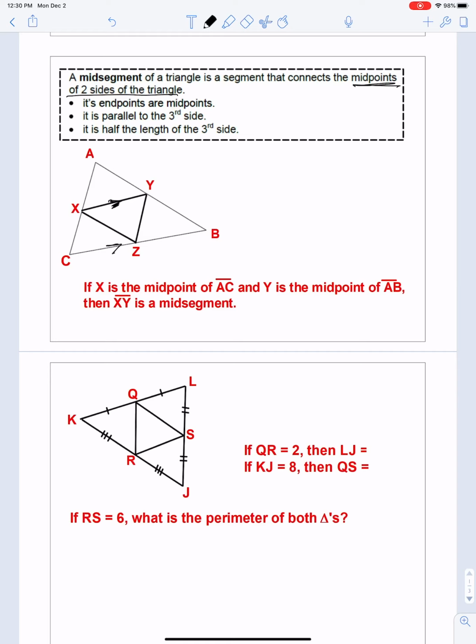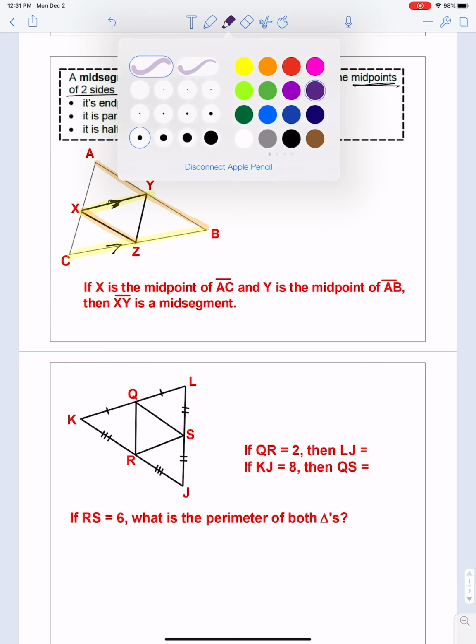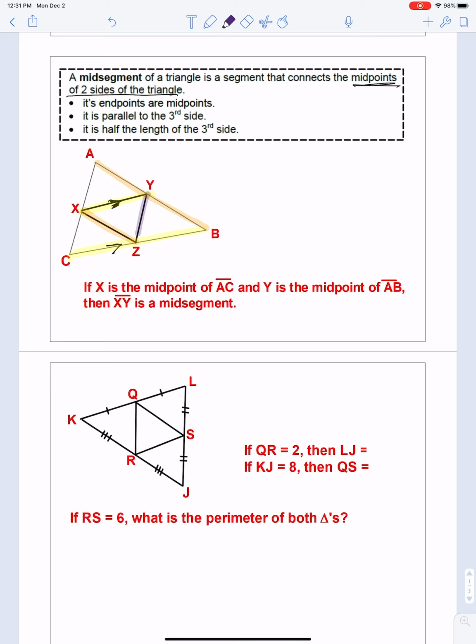So I'm going to highlight what you would see. It says X is the midpoint of AC, Y is the midpoint of AB. Then XY is the mid-segment. It would be parallel to CB, and it would be half the length of CB as well. And then you could have different mid-segments. So XZ would be the mid-segment parallel to AB, and half the length. And you could have the mid-segment ZY parallel to and half the length of AC.